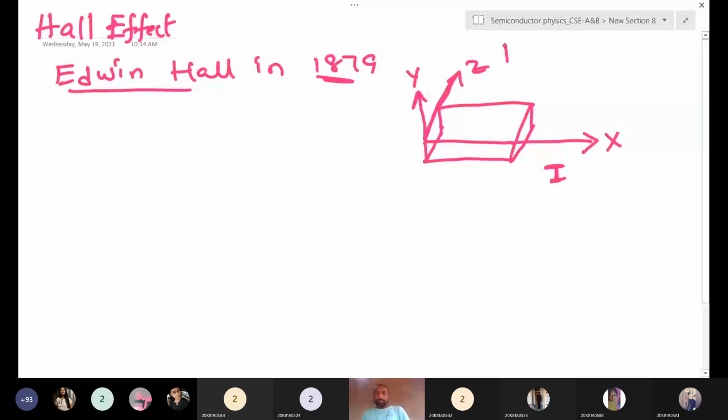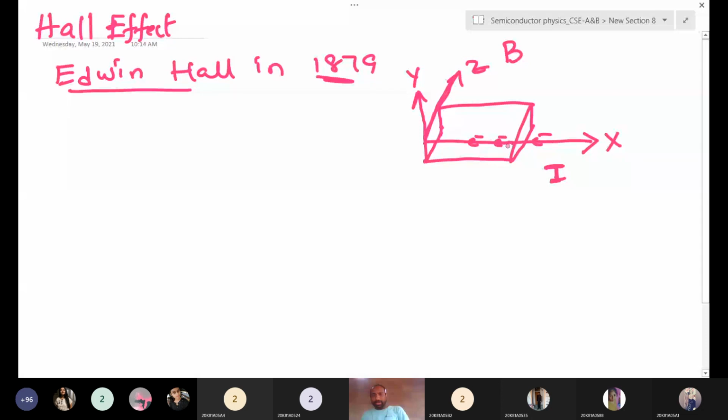Because of this magnetic field there is a Lorentz force. Because of this force, the charge carriers are deflected from the straight path. Suppose electrons are going in a straight path. In the absence of a magnetic field they go straight, but once you apply the magnetic field, these charges are deflected from the original path.